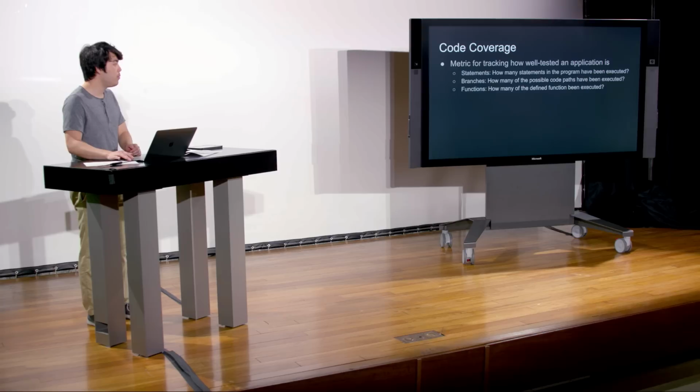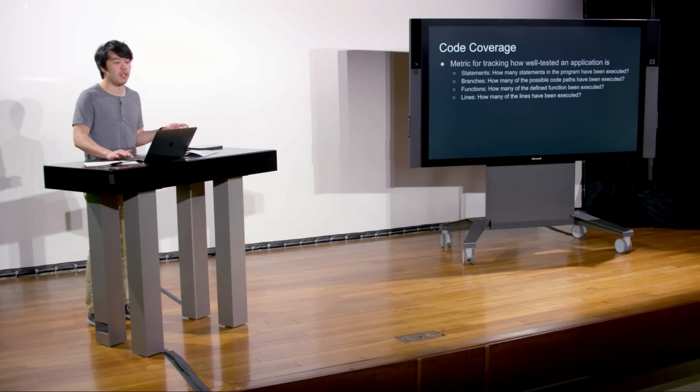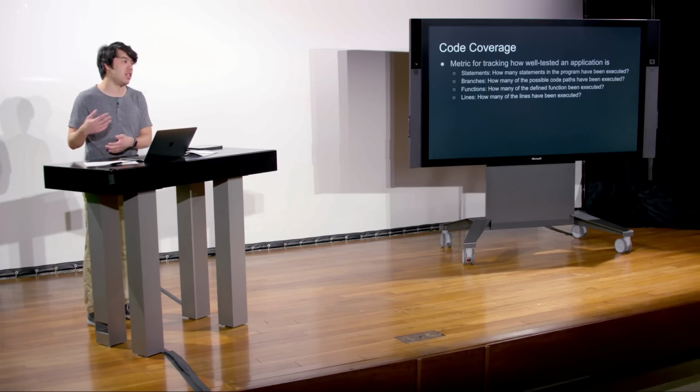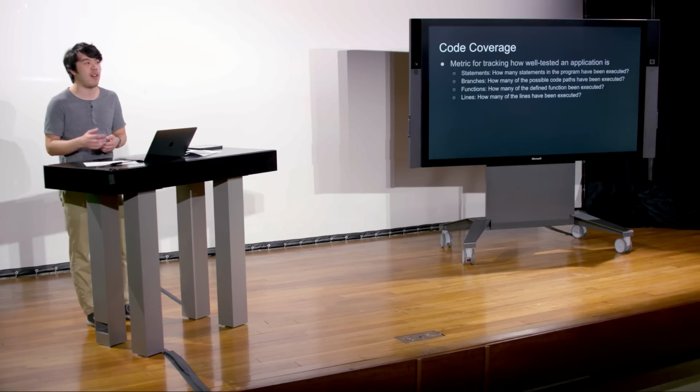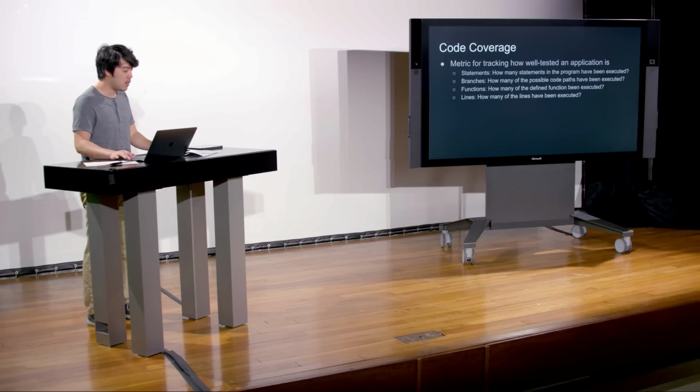Another one is functions, meaning we have n functions in our app. How many of them are actually tested? And lastly, just straight lines of code. So out of all of the lines in our code in our app, how many have actually been executed by our tests? And so how do we get this coverage report?